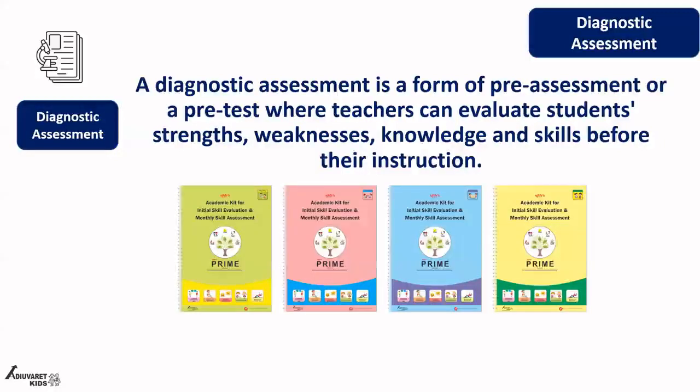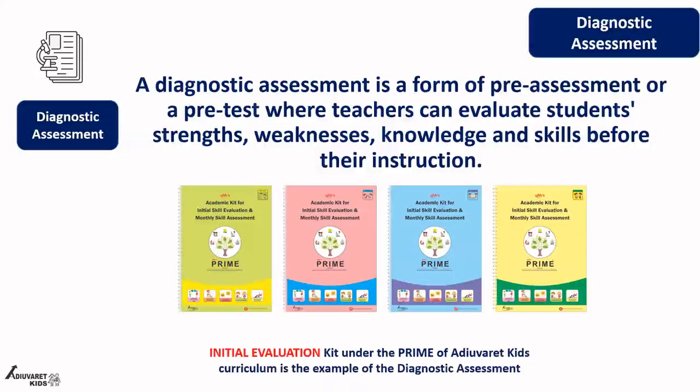So when we test the child's skill about a word, that is called diagnostic or pre-assessment. Now in this, if we look at the Educated Kids assessment system, then Educated Kids has got a prime academic kit in which all the children in the age group between 2 to 6 years have been tested through a pre-assessment, or what we call the initial skill assessment.